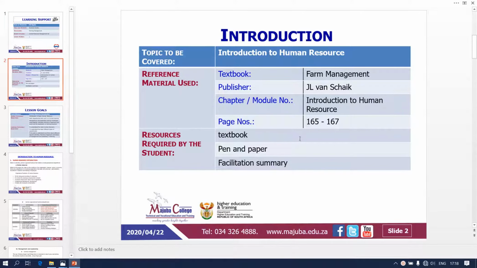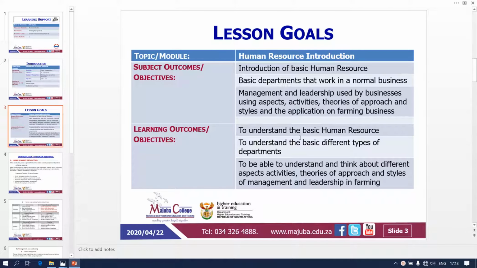The textbook is written Farm Management. You're going to start from page 165 to 167. I'm going to need your textbook, your pen and paper, together with the facilitation summary if you are lucky enough.